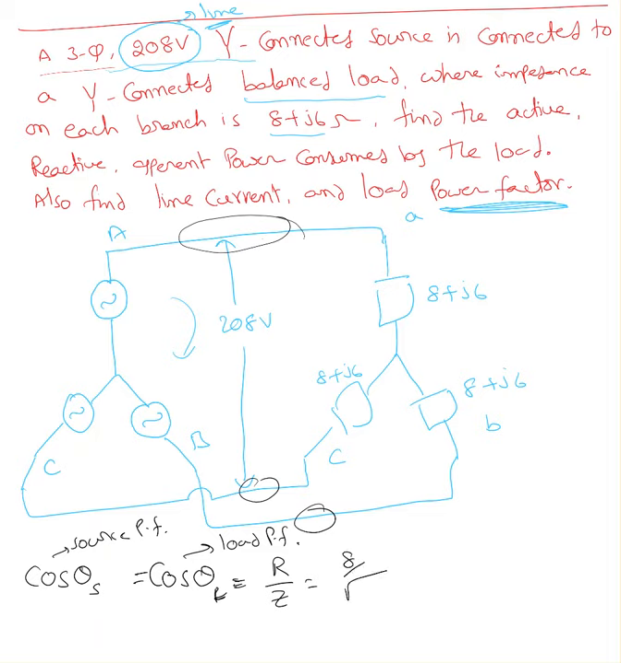8 over square root of 8 squared plus 6 squared. So 8 over 10, this is 0.8. Whenever you see power factor, you must indicate whether it is lagging power factor or leading power factor. So 8 plus j6, this plus indicates this is resistive load, this is inductive load, or inductive reactance. Whenever you have inductive load, that is lagging power factor, because if it is inductive load, V goes first, current is always lagging. That's what that lagging indicates.